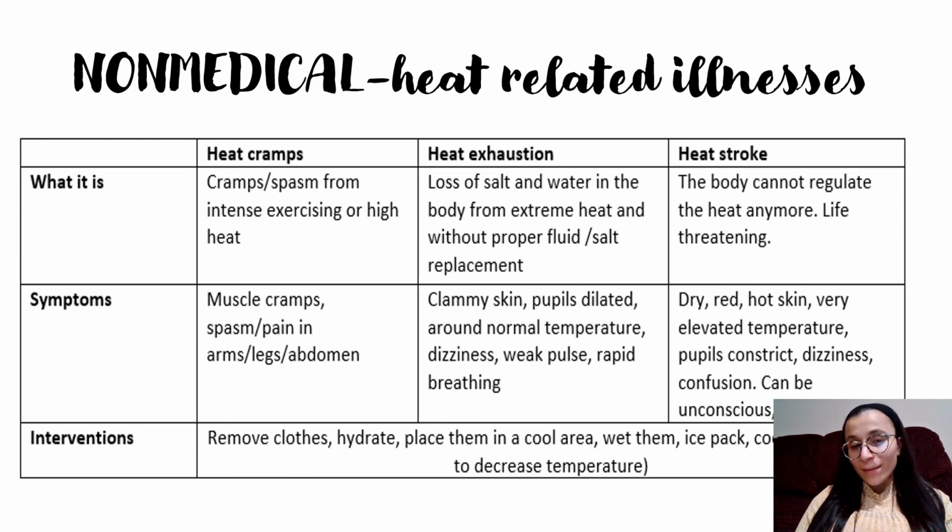So symptoms of heat cramps are going to be cramps, spasms, pain in a leg, arm, somewhere. Heat exhaustion is when you're going to start seeing a physiological response: clammy skin, dilated pupils, normal temperature, dizziness, weak pulse, and rapid breathing, like their body's trying to compensate. Heat stroke is the worst: red, hot skin, elevated temperature, constricted pupils, dizziness, confusion, and they can even be unconscious. Interventions for all of them are, number 1, remove their clothing, hydrate them, and place them in cool air, wet them, use ice packs, etc.